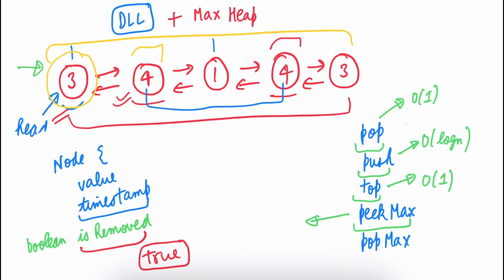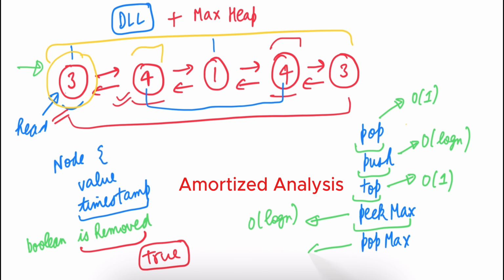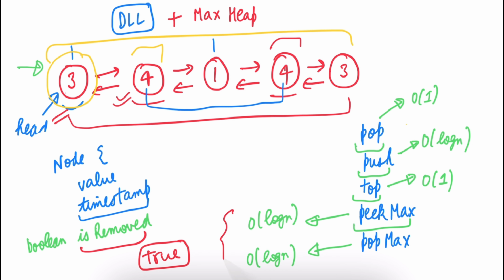Our peekMax function, on average, is going to take O of log n time, and similarly our popMax function, on average, is going to take O of log n time. For the worst case scenario, these peekMax and popMax functions can degrade to O of n log n time when the real maximum node which has not been removed is deep down in our max heap.